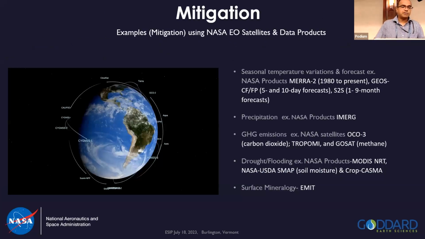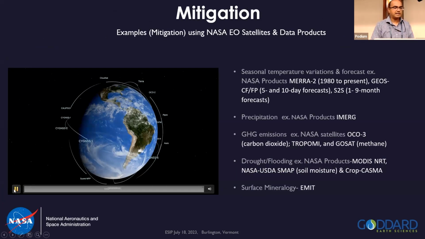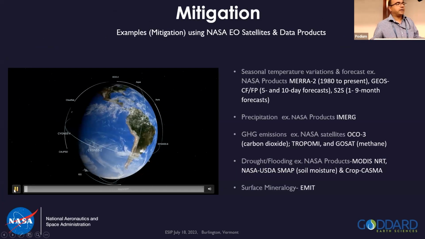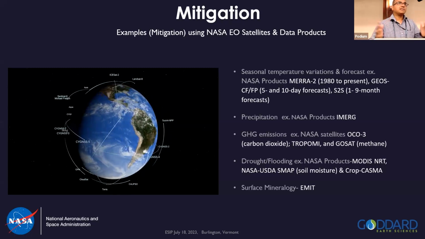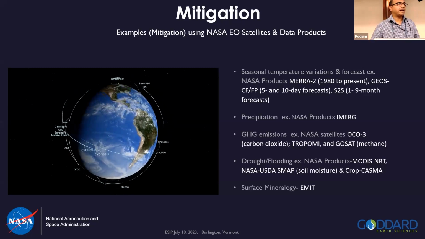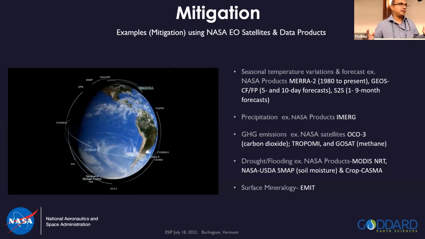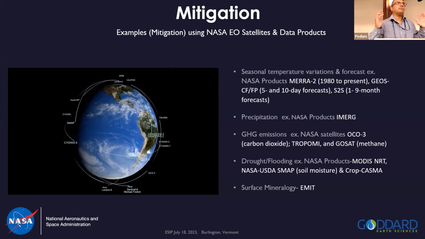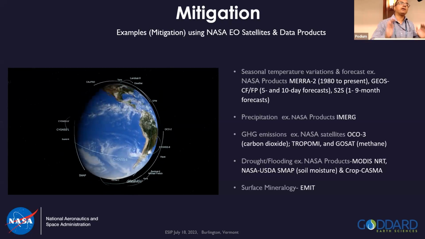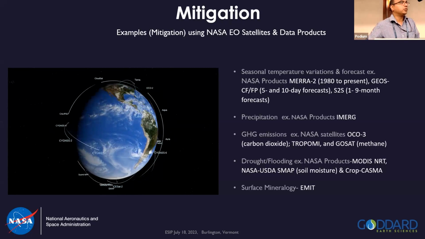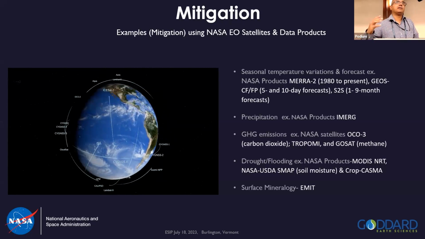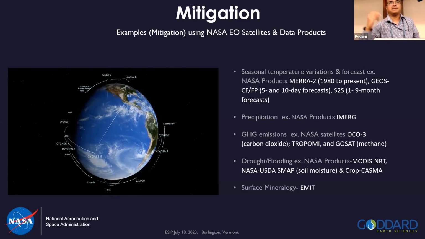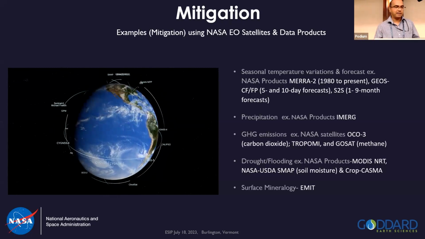So here are some examples of how NASA products, satellites and instruments are putting mitigation at the forefront. And thinking of mitigation, a good analogy that I'd heard is, imagine your car, and the brakes are basically the mitigation. We're trying to slow the effects due to greenhouse gases. Whereas adaptation is more like airbags in your car, which would try to reduce the impact.